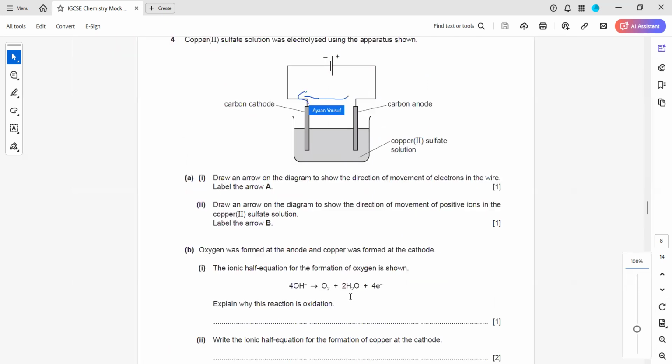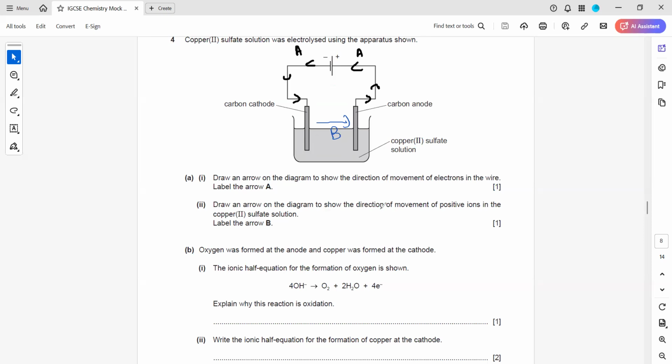So in the question, copper 2 sulfate solution was electrolyzed using the apparatus shown. Draw an arrow on the diagram to show the direction of the movement of electrons. Electrons always move away from a negative terminal or electrode, or they are attracted towards the positive terminal of the battery. You can refer to that as A.